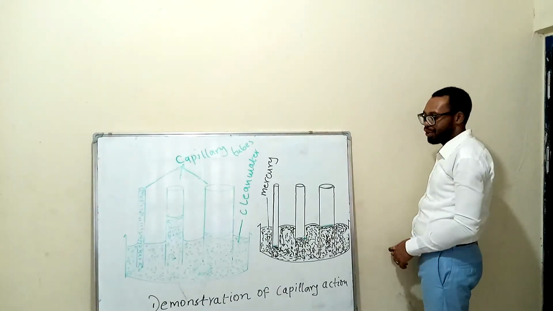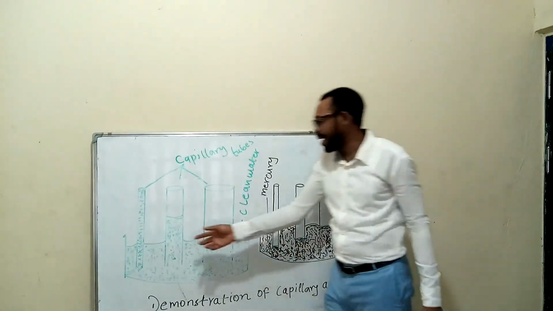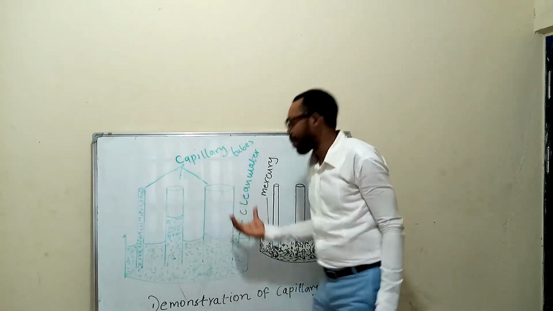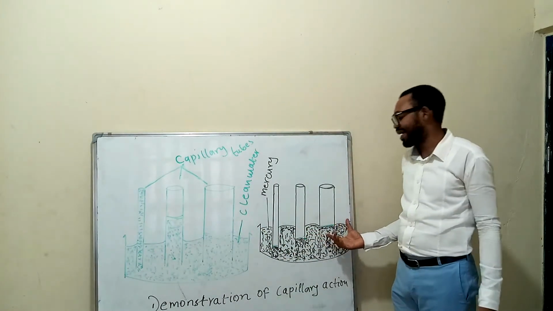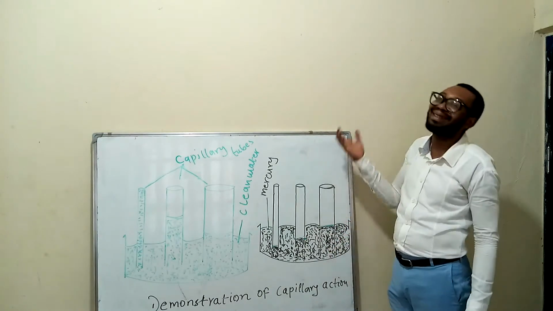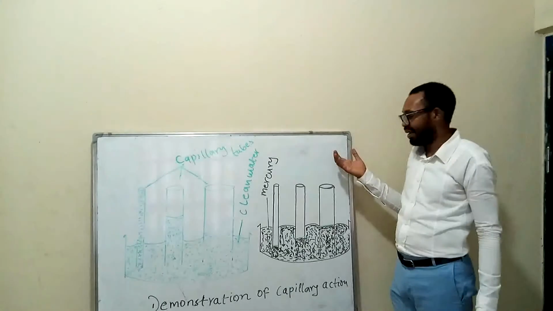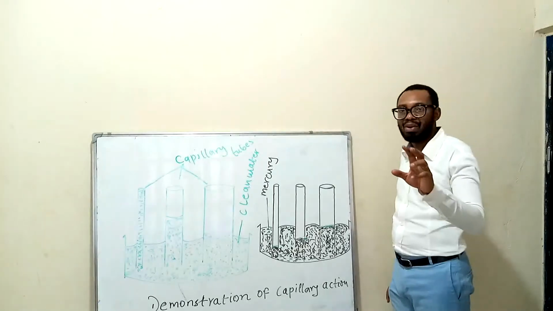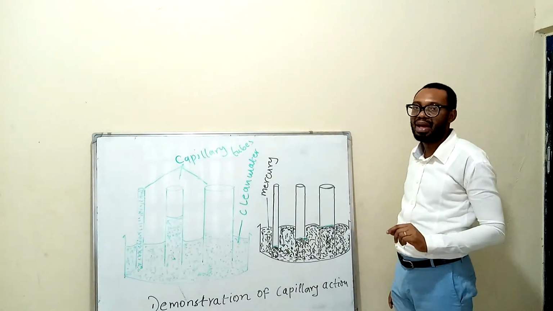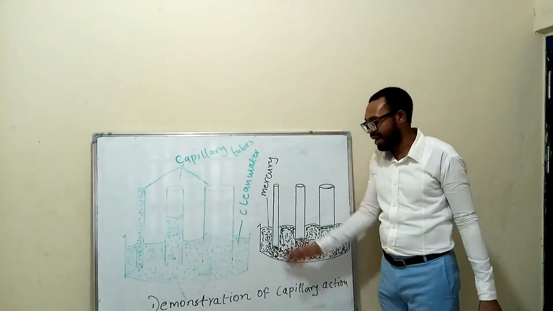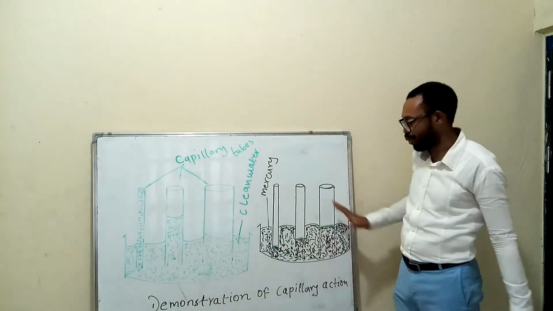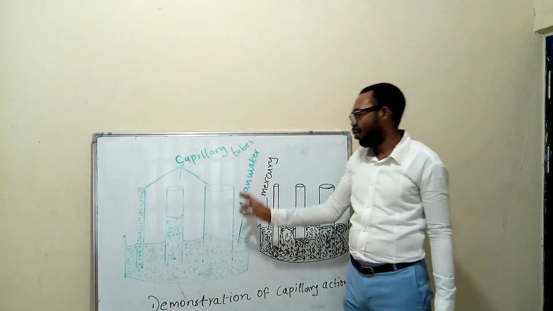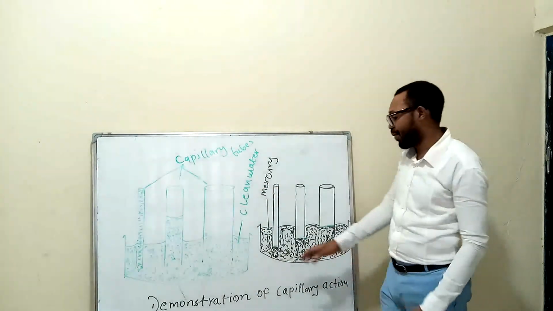So what was responsible? For water, when you increase the diameter, the water level falls instead of increasing. But for mercury, when you increase the diameter, the level increases in the tube instead of falling. Now, there are 2 forces involved, and I'm going to be dealing with those 2 forces now. This is just to demonstrate what happens when you use mercury or when you use water.